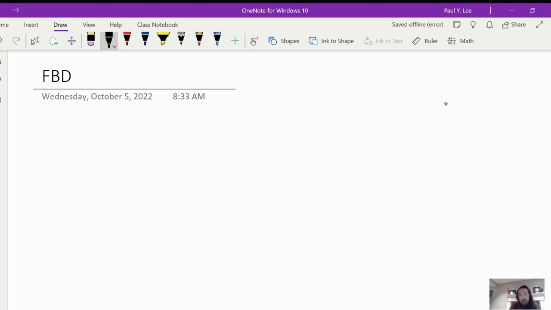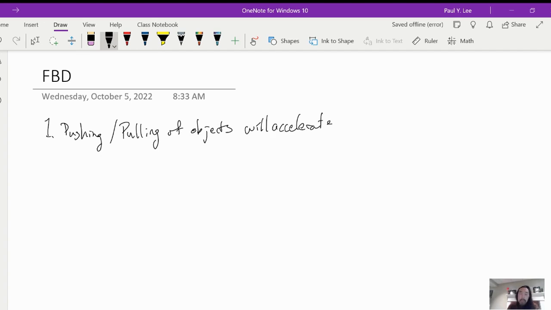So I'm going to write them down here. One, the pushing/pulling of objects will accelerate. All right. Now, from there, we can get into a little bit more of a definition of what we can call acceleration. And in this case, there's actually three definitions that we'll go over.